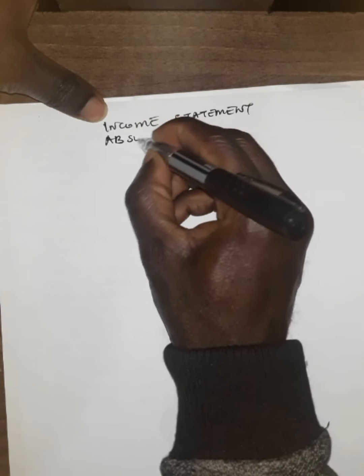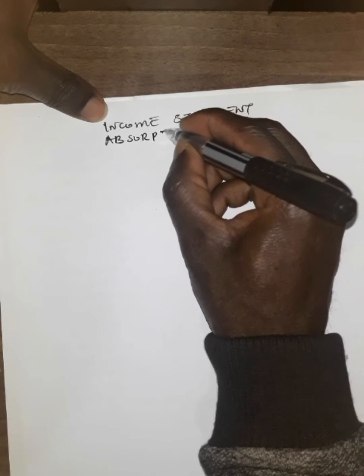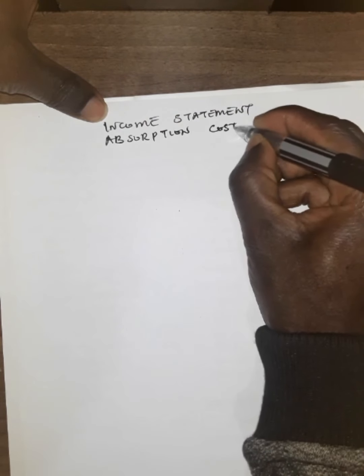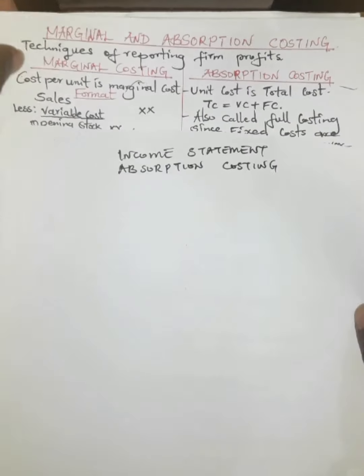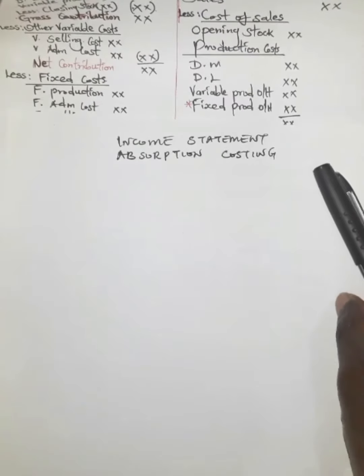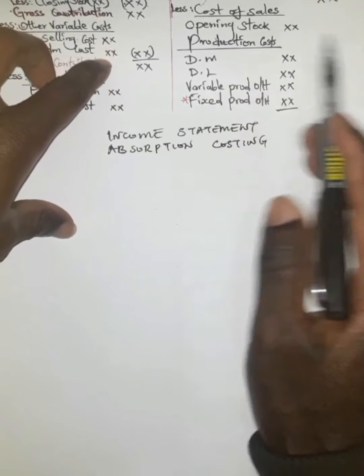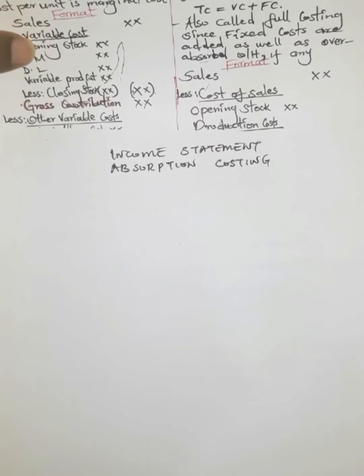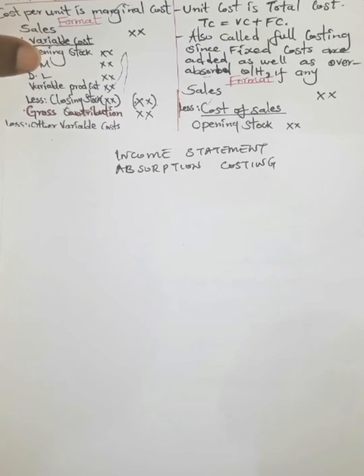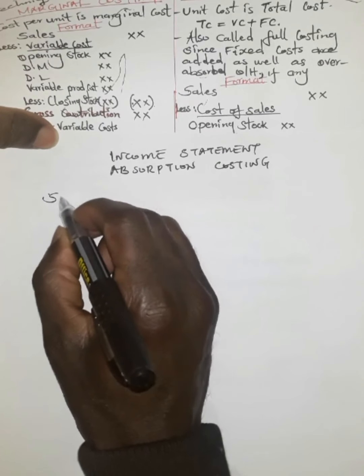Under absorption and absorption costing, we are again going to follow the formula, or the steps, that are going to guide us into arriving at our working. When we look at the steps again, because we're talking about an element of absorption, we have the sales. Now we shall have the sales.